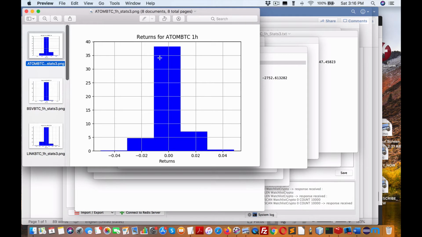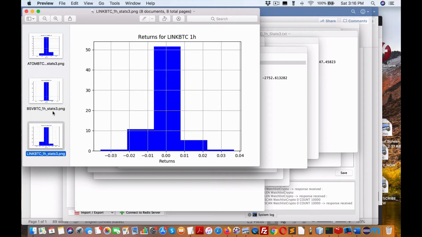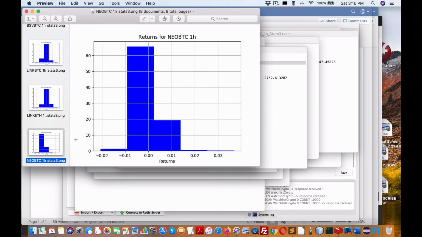So these are all the returns for these pairs. So these are hourly moves of Atom. You can see BSV. You can see Link, Chainlink, and they're equally distributed. But when you get something like this, so here along this right here is the zero move. So each hourly move, if you get more distributed returns on this side versus this side, you know you have a much higher probability of having negative moves on an hourly basis because there's more of them here in this chart.